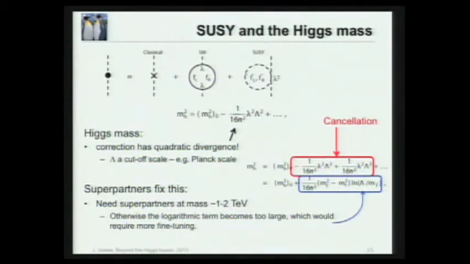Now, however, this supersymmetry gives other types of terms, indicated here, that depend on the logarithm of this Planck scale, of this lambda. This means that these terms grow very slowly with energy, but nevertheless, they become a problem if the mass of the supersymmetric particles is above 1 or 2 TeV, because then I start having the same problem of cancellation, but now at the level of supersymmetry. So we are convinced that if supersymmetry exists, and if it solves this hierarchy problem, the supersymmetric particles have to be with mass 1 or 2 TeV, not above.